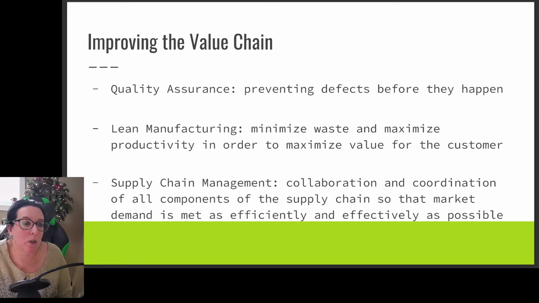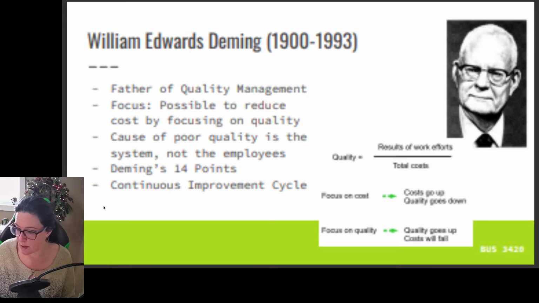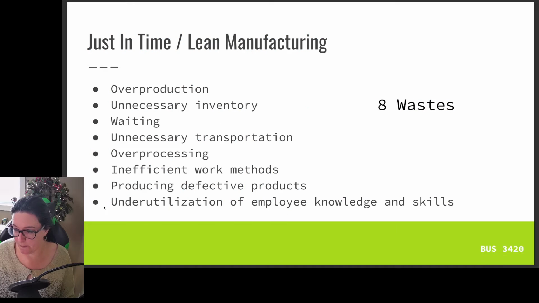We're continuing our look at improving the value chain. In our previous video, we looked at quality assurance. So now let's look at lean manufacturing, minimizing the waste and maximizing the productivity in order to maximize the value for our customers. So let's just go through our slides here.